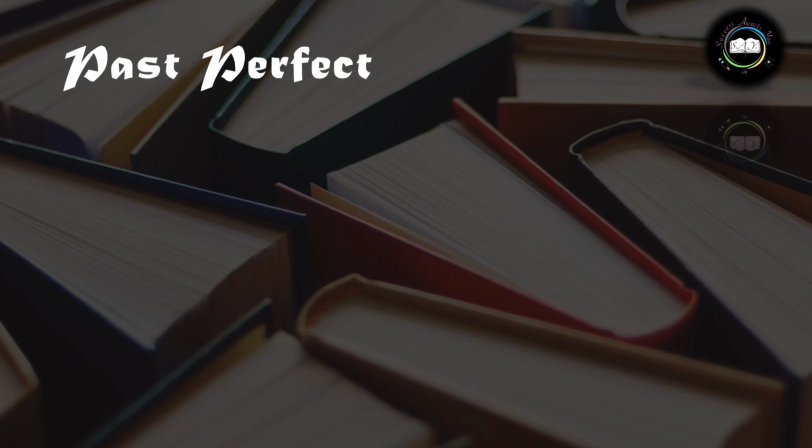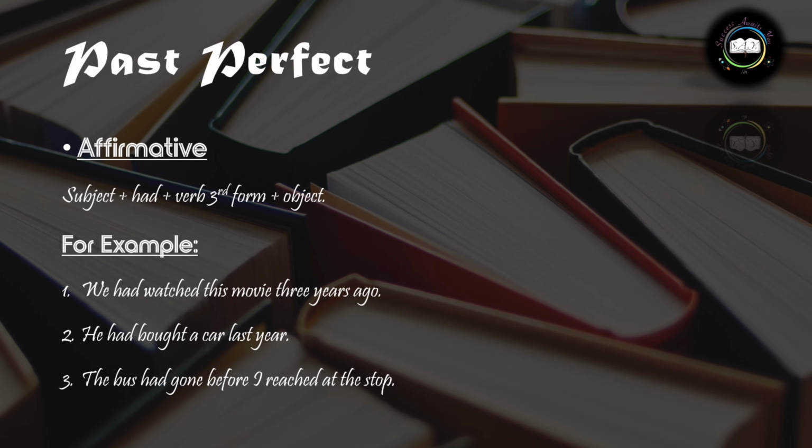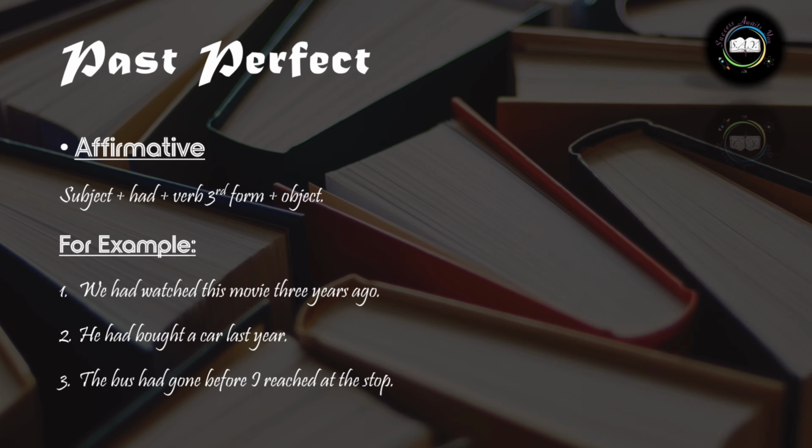Next up is past perfect tense, and the helping verb is had. For the affirmative, the structure is subject plus helping verb plus verb third form plus object. The examples can be, we had watched this movie 3 years ago. He had bought a car last year. The bus had gone before I reached at the stop.